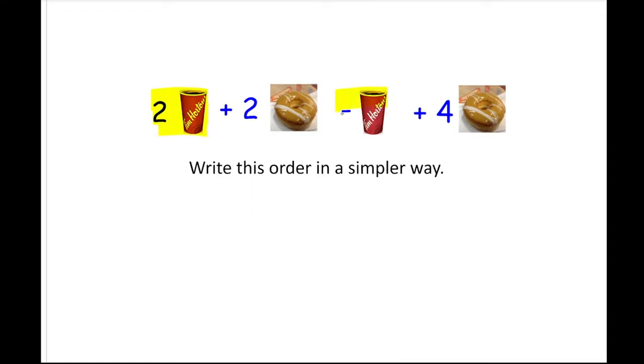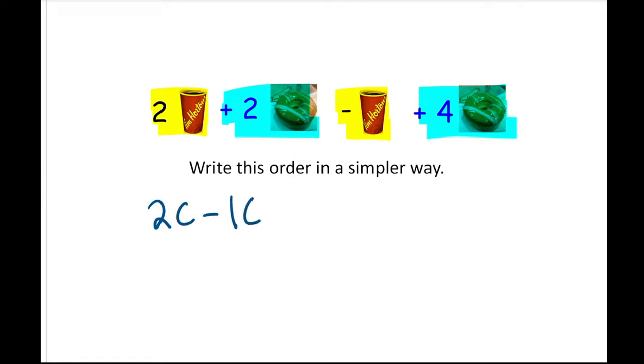So I got my coffees and I have my donuts. So I'm just going to rewrite this. Instead of coffees, I'm going to put C. Instead of donuts, I'm going to put D. I'm going to group my parts together. So I have 2 coffees minus 1 coffee plus 2 donuts plus 4 donuts. So in total, I have 1 coffee plus 6 donuts. So that is a simplified order to what I just had, or to this above expression. And all I did was I combined the things that were similar.